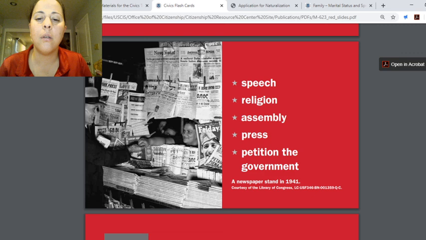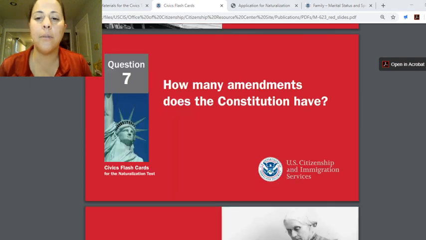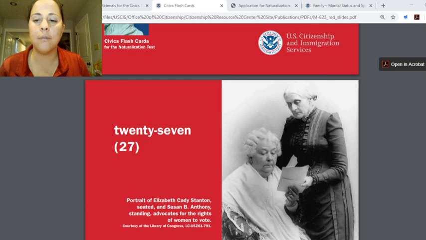Okay, let's look at question number 7. How many amendments does the Constitution have? Amendments. 27. The answer on the back of the flashcard is 27. There are 27 amendments. 27 changes or additions. Okay?